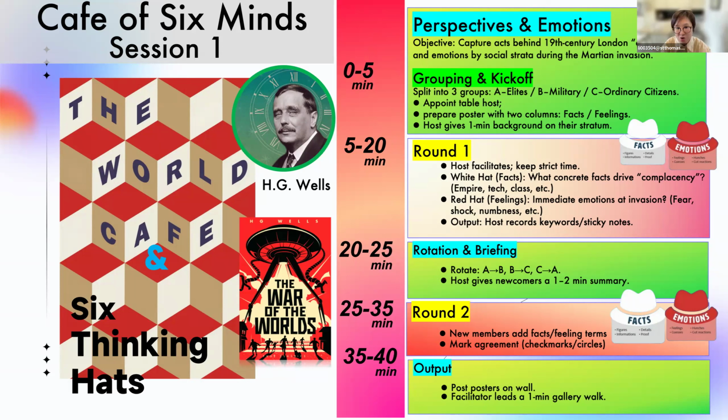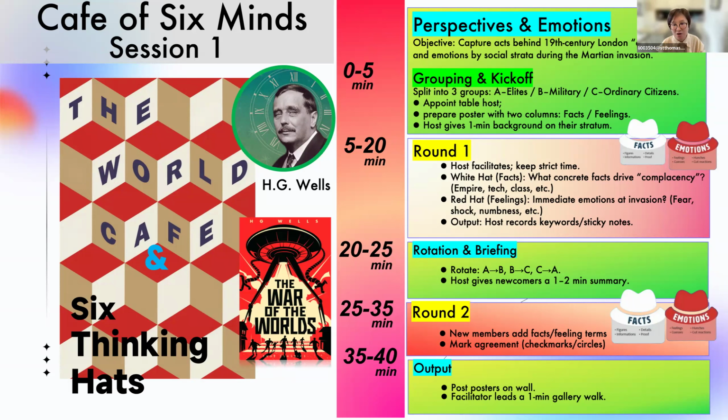This round focuses on the white hat, the facts, and the red hat, emotion. The specific goal here is to explore the factual basis for the infinite complacency of 19th century London, and then to capture the raw emotional reactions of different social classes during the invasion. So here's the process for this first 20 minute round. Each table is assigned a specific social class from the book. For example, table 1 gets novelist, another table gets the artilleryman, and the third table gets the London crowd.